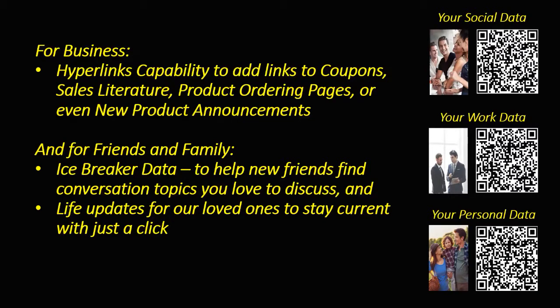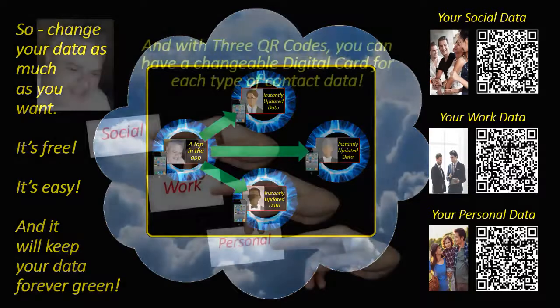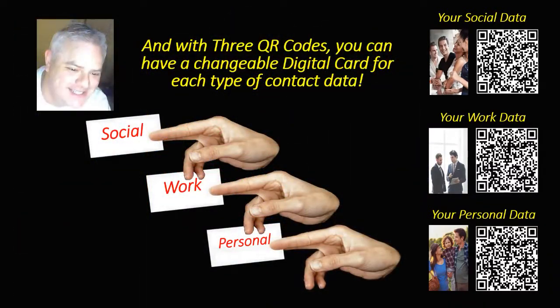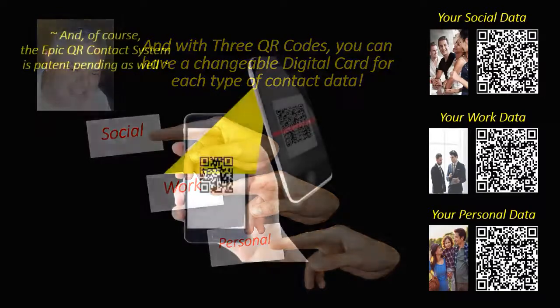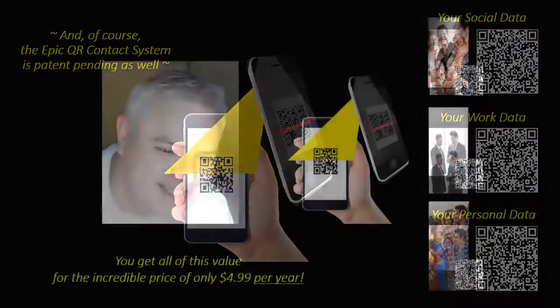And for friends and family, icebreaker data to help new friends find conversation topics you love to discuss, and life updates for our loved ones to stay current with just a click. So change your data as much as you want. It's free, it's easy, and it will keep your data forever green. And with 3 QR codes, you can have a changeable digital card for each type of contact data, social, work, and personal. And, of course, the Epic QR contact system is patent pending as well.